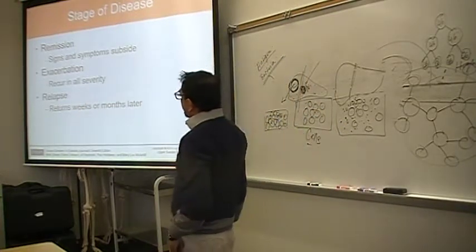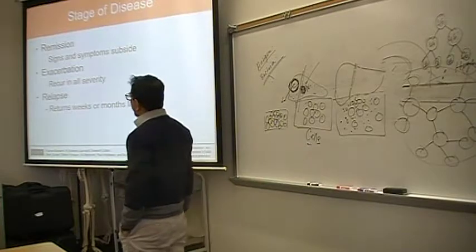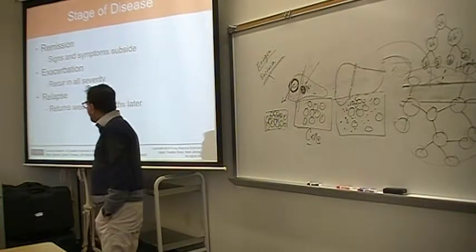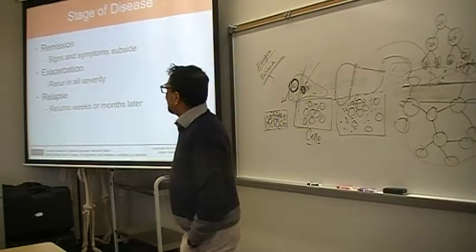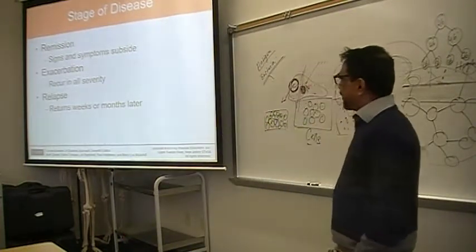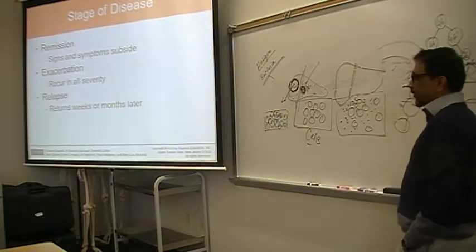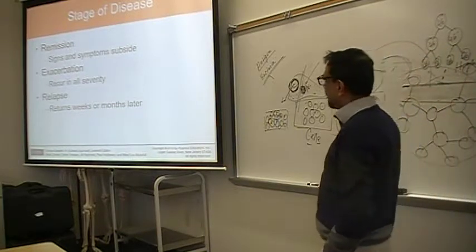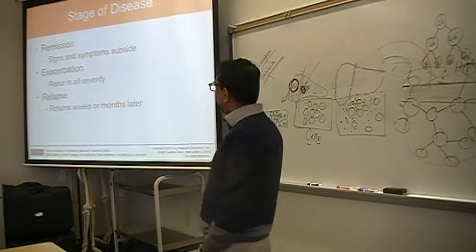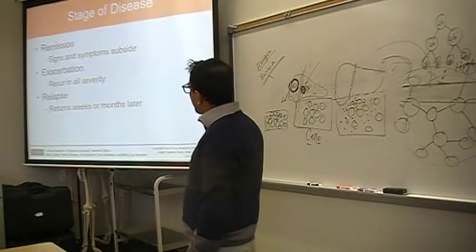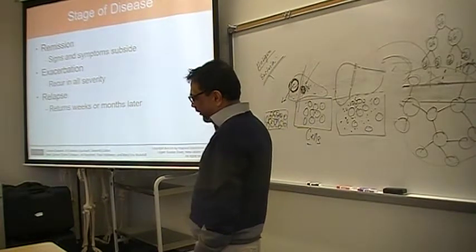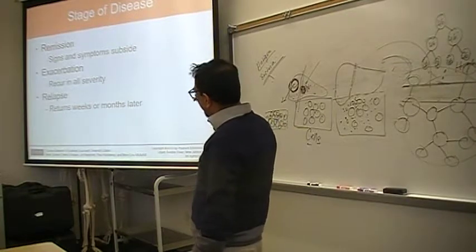Okay. Stages of disease: remission, exacerbation, and relapse. So remission is when the signs and symptoms subside. So we say remission to indicate that signs and symptoms are now gone. After taking the medicine, signs and symptoms are gone. Remission.